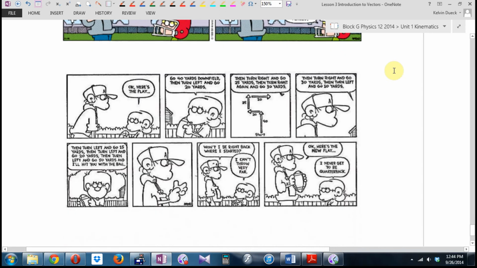I showed this one to my kids last year. It says this. Okay, here's the play. Go 40 yards downfield, then turn left and go 20 yards, then turn right and go 25 yards, then turn right again and go 30 yards, then turn right and go 30 yards, then turn left and go 10 yards, then turn left and go 15 yards, then turn left and go 20 yards, then turn left and go 50 yards, and I'll hit you with the ball. Peter thinks for a while. Won't I be right back where I started? Well, I can't throw very far. We have, on a clear sunny day, actually run that vector, and the physics is right. You do end up right back where you started.